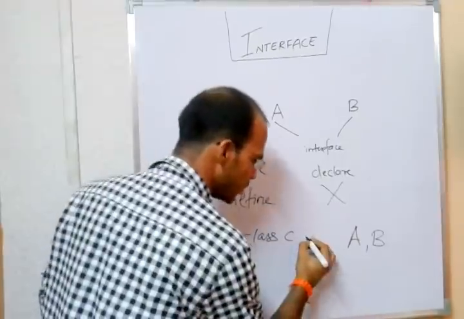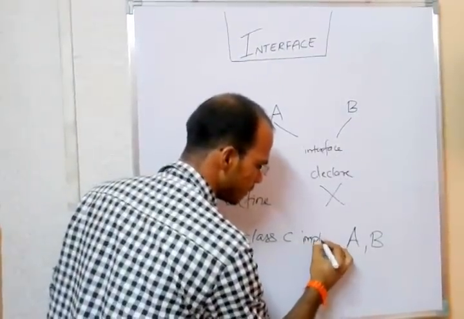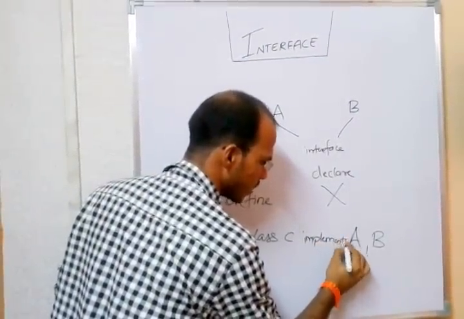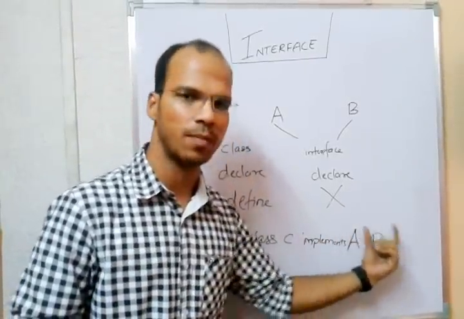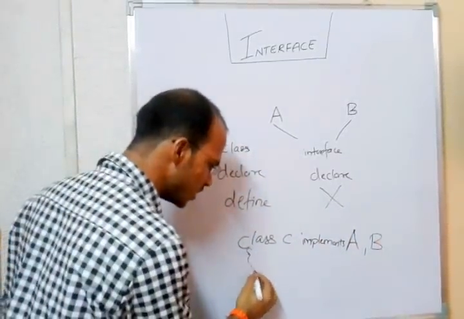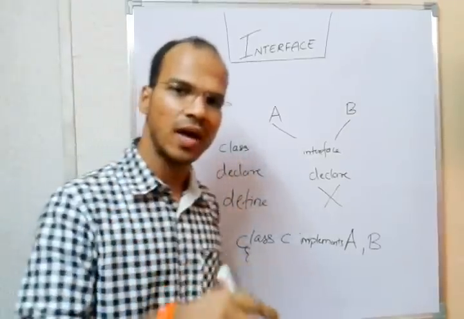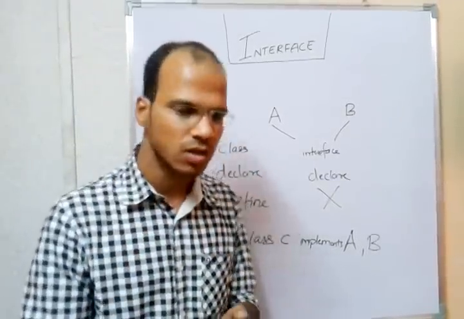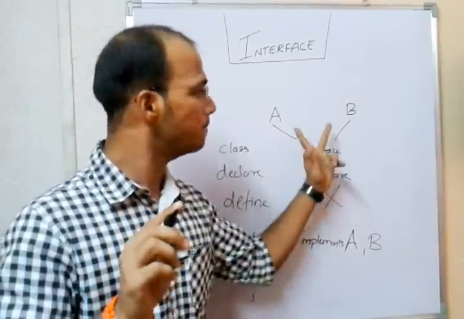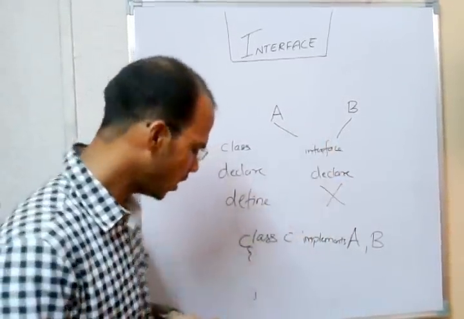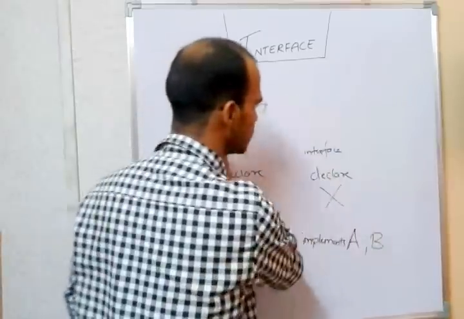So now we have to use something called implements. So now class C implements A, comma B. And this class C should define each and every method which is declared in the interfaces. Not just one interface, both the interfaces. Right? Now let's go for a simple example.